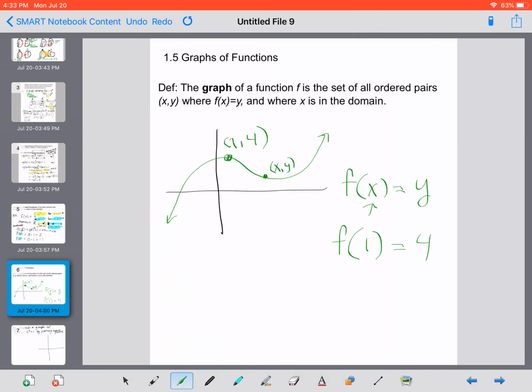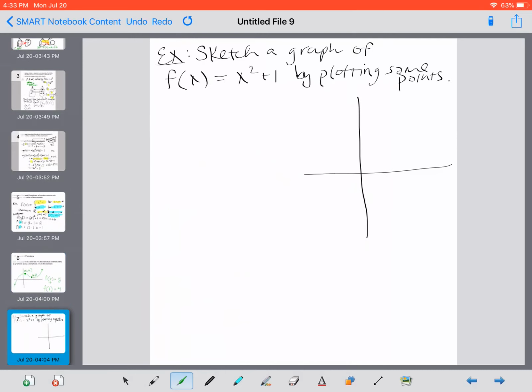So let's look at an example of how we can try to sketch a graph of a function. So suppose we have the function f of x is equal to x squared plus 1. We're going to try to get a sense of what this looks like just by plotting some points. So let me start off by trying to evaluate this function at some x values. I'm going to start at negative 2. So f of negative 2, remember how we evaluate this. Replace every instance of x with negative 2. This is going to be negative 2 squared plus 1. That's 4 plus 1, which is 5.